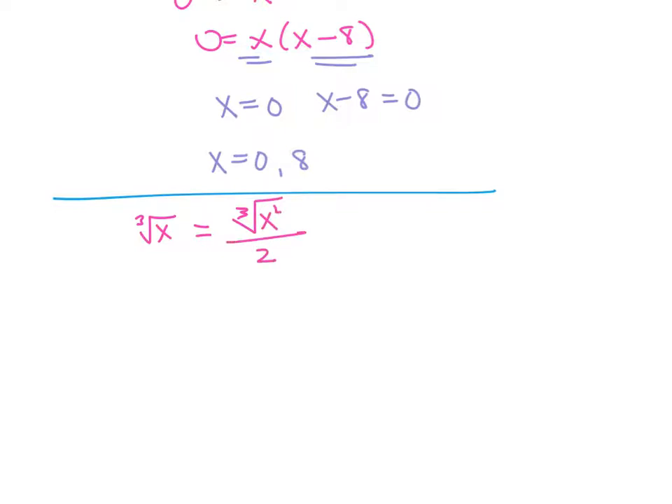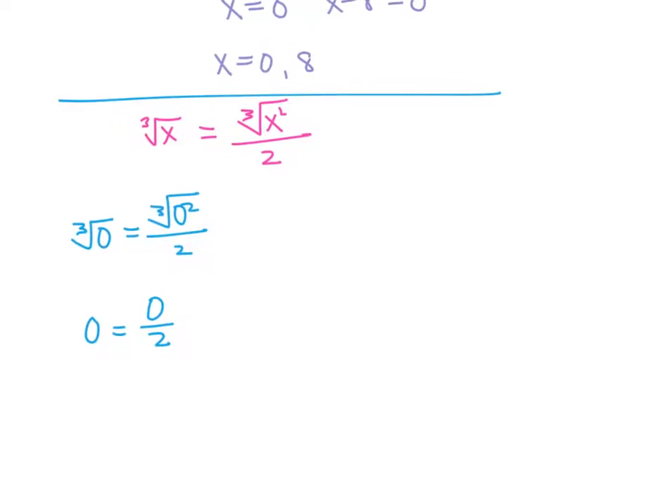And we're going to plug in first the 0. Cube root of 0, we want to know, does that equal the cube root of 0 squared divided by 2? Well, on the left side, the cube root of 0 is just 0. On the right, first we would do 0 squared, which is 0. And then the cube root of 0 is 0 divided by 2. And 0 divided by 2 is 0. So that one worked out. x equals 0 is an answer.